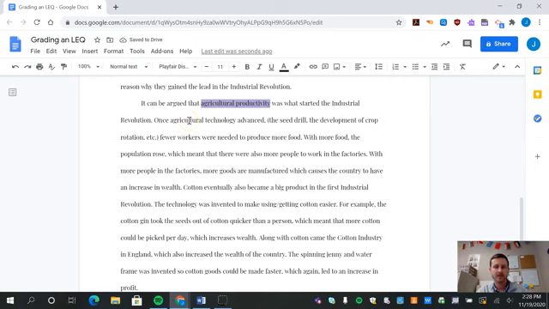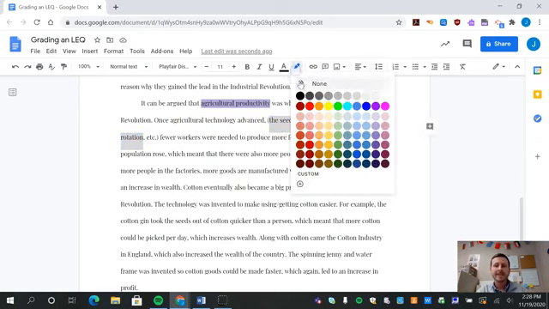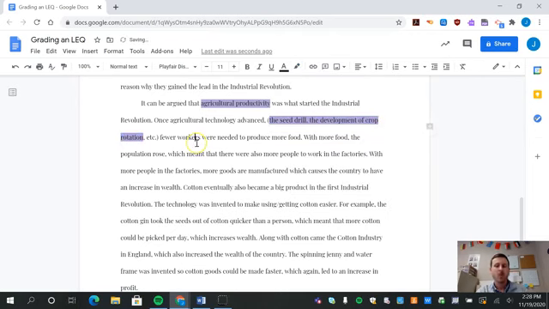One agricultural technology advanced the seed drill, the development of crop rotation. I would say that these examples right here are one easy way for this student to at least get one of the evidence points. All right, this student by this time has already got both evidence points, not only because of the seed drill, the development of the crop rotation, but also by specifically stating things like agricultural productivity, waterways, coal, etc.